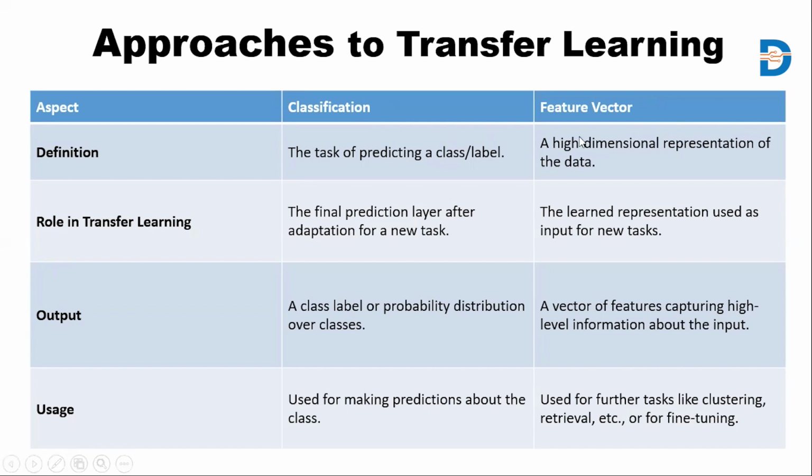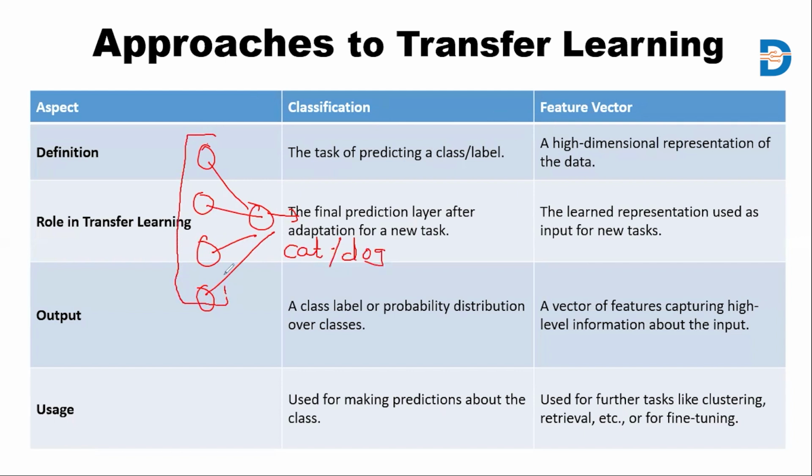In the feature vector approach, it gives me a high dimensional representation of data. What is the role in transfer learning? The final prediction layer is adapted for a new task, and the learned representation is used as the input for a new task. So if I'm doing classification, in the output layer of this transfer model I will get the output as either cat or dog. But in terms of the feature vector, I can use this feature vector as an input to the new task.